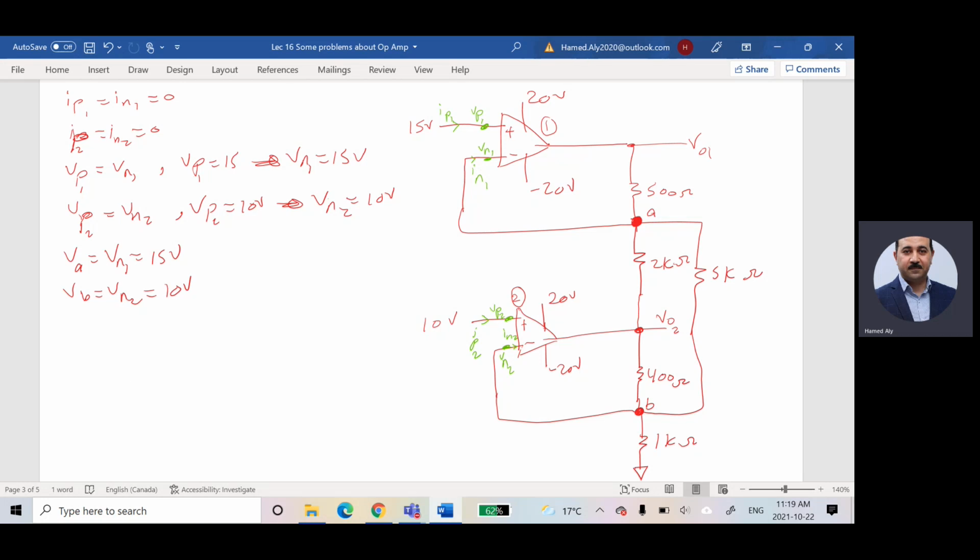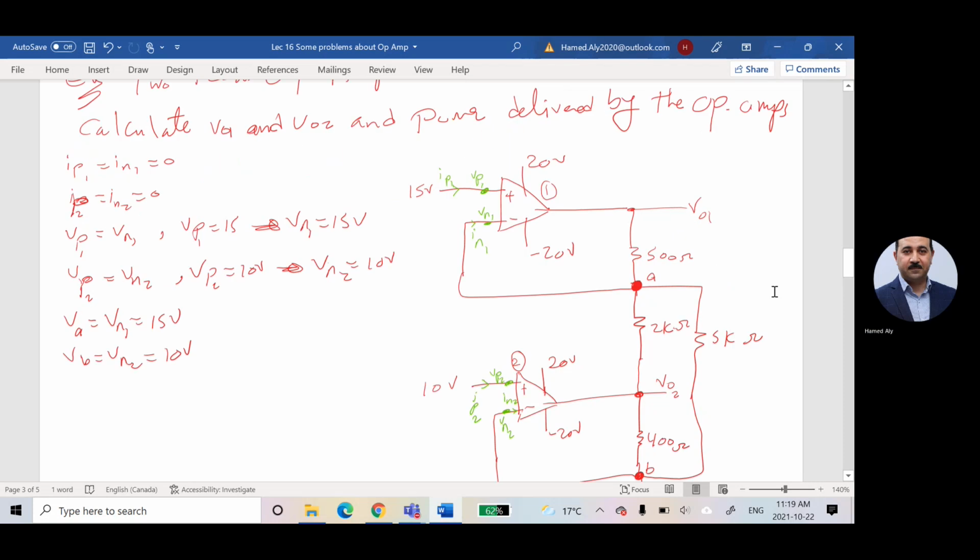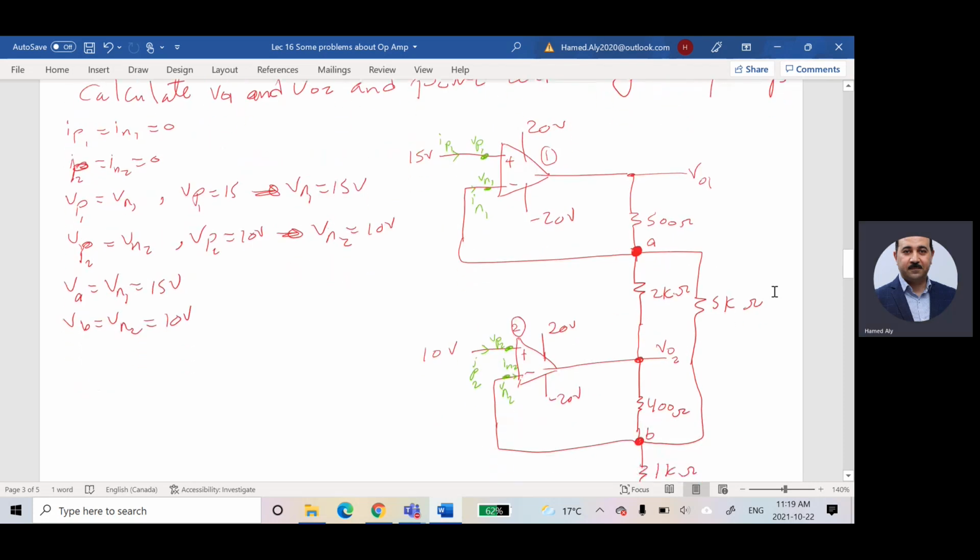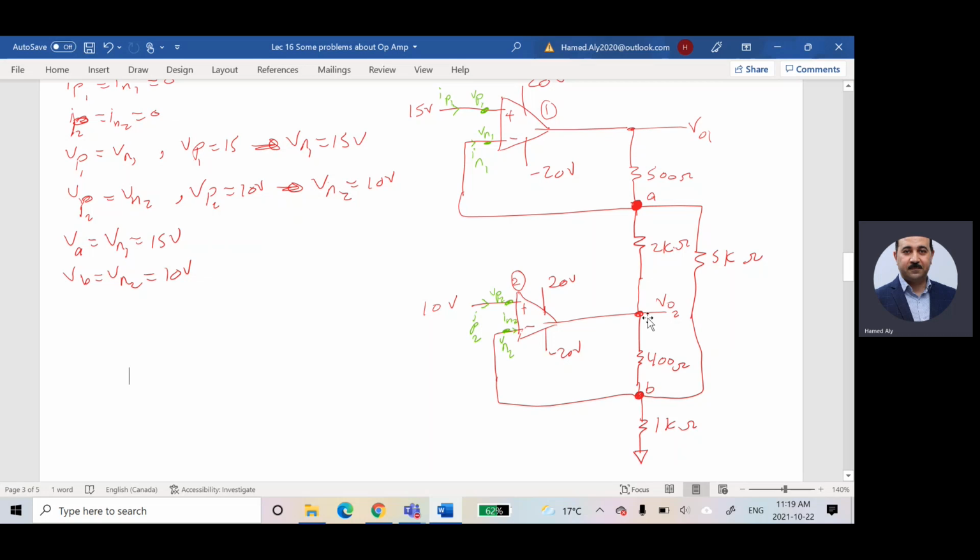Okay, what do you want? I forgot. He asked me about calculating VO1 and VO2. Calculate this voltage and calculate this voltage. So what should I do?